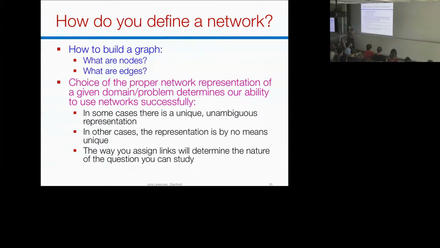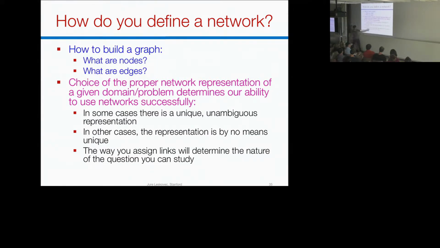So now, once you have that idea of a dataset to represent as a graph, there are a few things you have to solve. First is to decide how I will build a graph. What are the nodes? What are the edges? The way I create this network representation will determine our ability to use networks successfully. In some cases, this representation of data as a network is unambiguous and obvious. In other cases, this representation may not be unique. And in some sense, the way you create the network will determine the nature of the questions you'll be able to answer with your network, right?